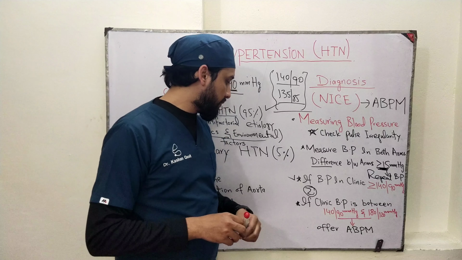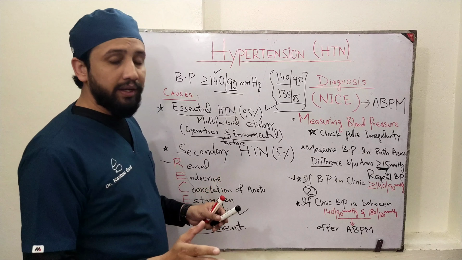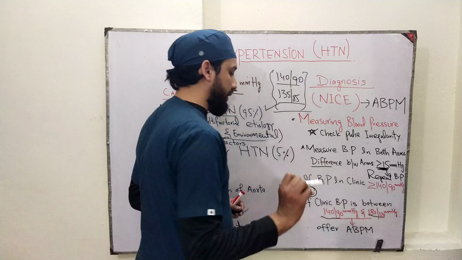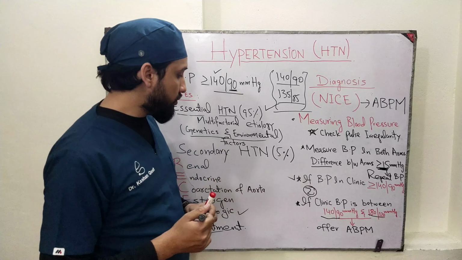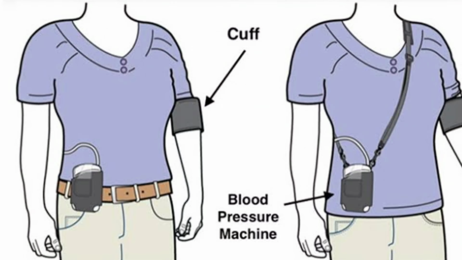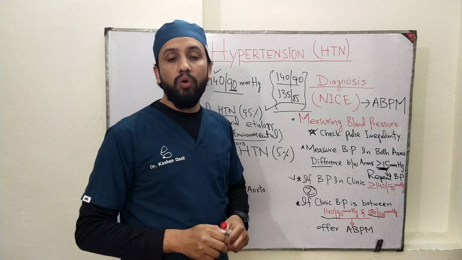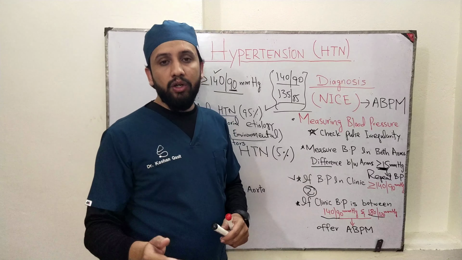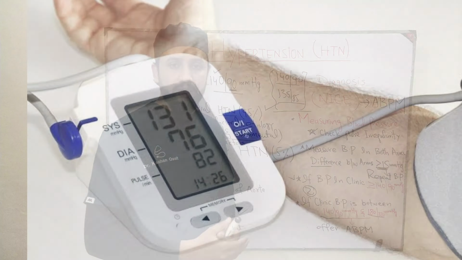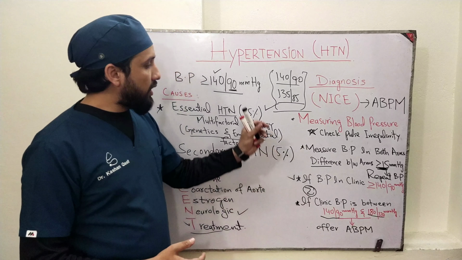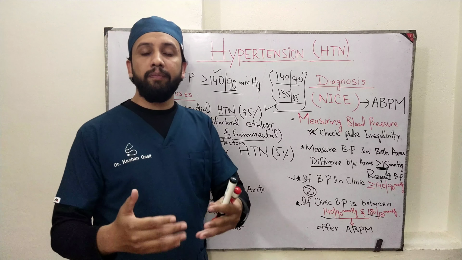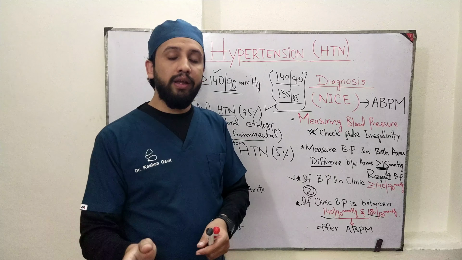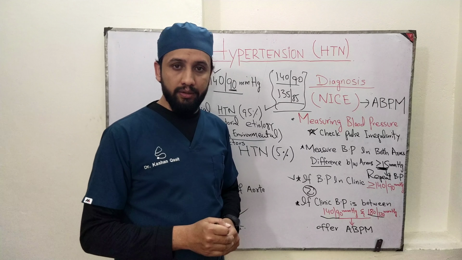Now if the clinical BP is between 140/90 and 180/120, between these two, you will offer the ambulatory blood pressure measurement. If the patient is not tolerating this method, you can also recommend the home blood pressure measurement method. So these are the important points regarding blood pressure measurement. Now we will discuss the ambulatory blood pressure measurement method and the home blood pressure measurement method.